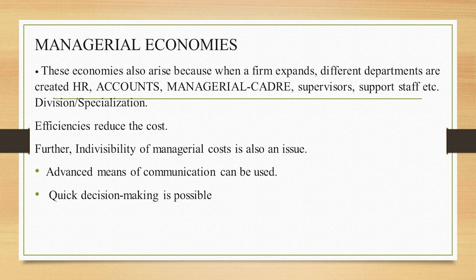And we know that machines are indivisible. Similarly, the managerial staff is also indivisible, whether you produce 10 units, whether you produce 20 units, or whether you produce 100 units. So advanced means of communication can be used, and quick decision making is possible. All these factors lead to the managerial economies, which help in reducing the cost.